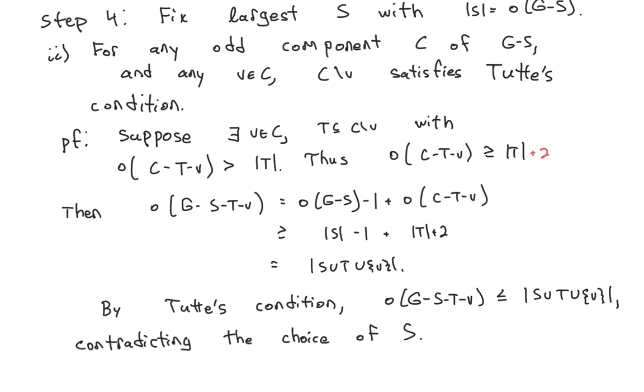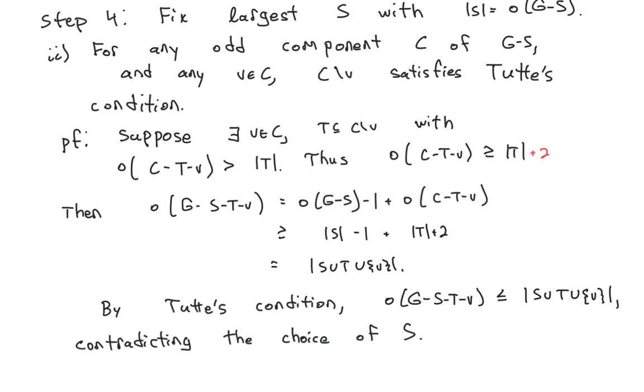So how do we prove this? Well, we do contradiction again. So we need to show it satisfies Tutte's condition. So we look for a case where it doesn't and see what happens. So suppose it doesn't satisfy Tutte's condition. Then there's going to be some T for some v.